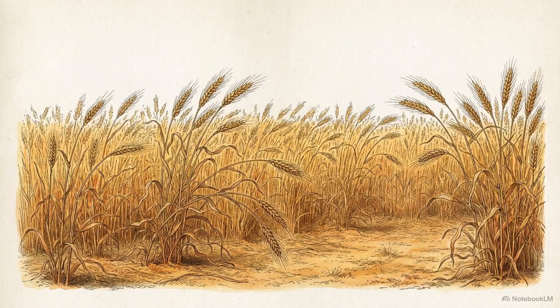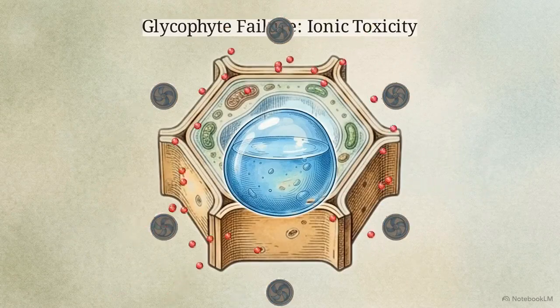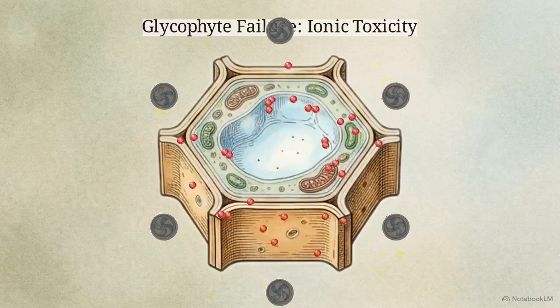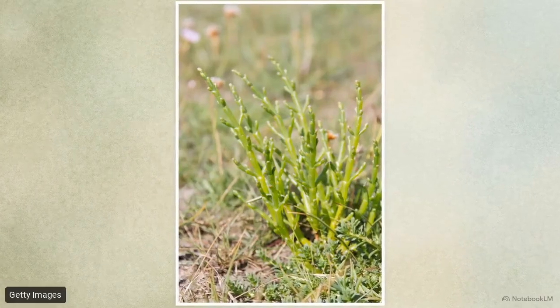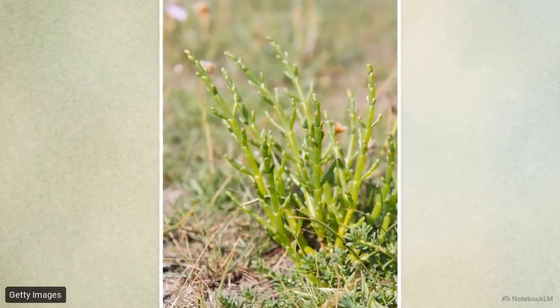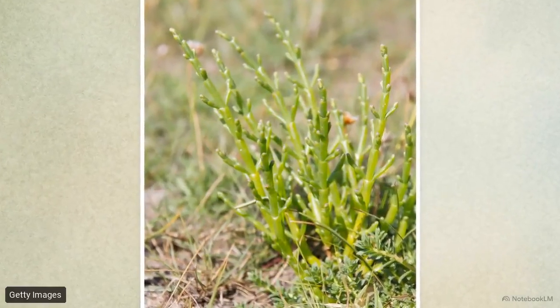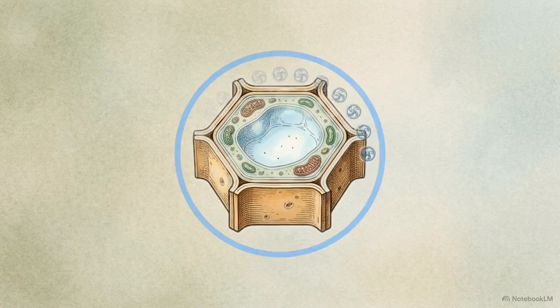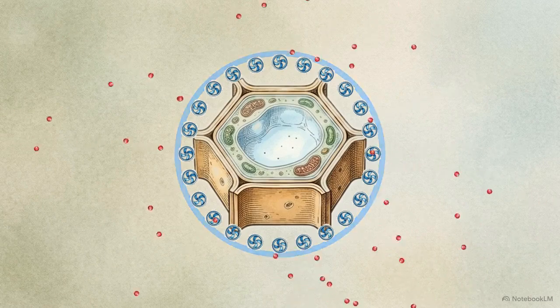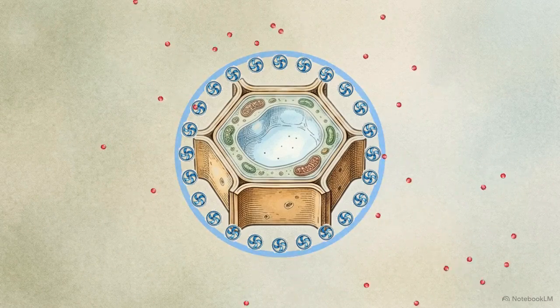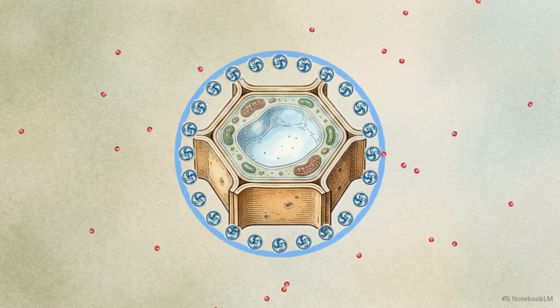Our vital agricultural crops are largely glycophytes, or salt-sensitive species. Under prolonged stress, their SOS pumps fail and their vacuoles overflow, leading to plant death. Look at this fleshy Salicornia plant thriving in a highly saline environment. It belongs to a group of naturally salt-adapted plants called halophytes, which survive by supercharging these exact cellular defense mechanisms.